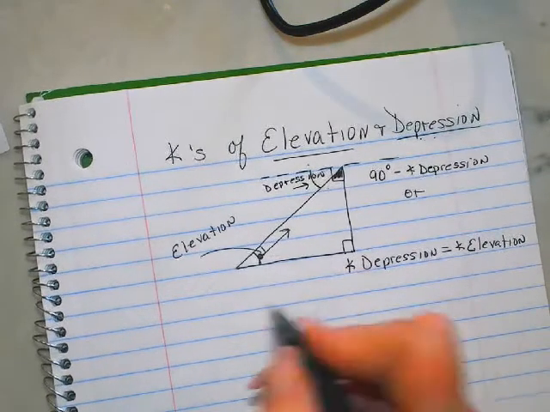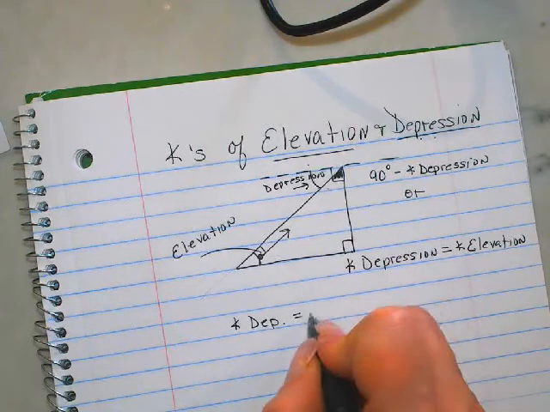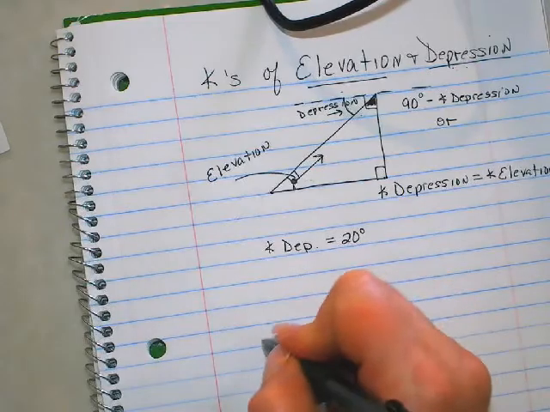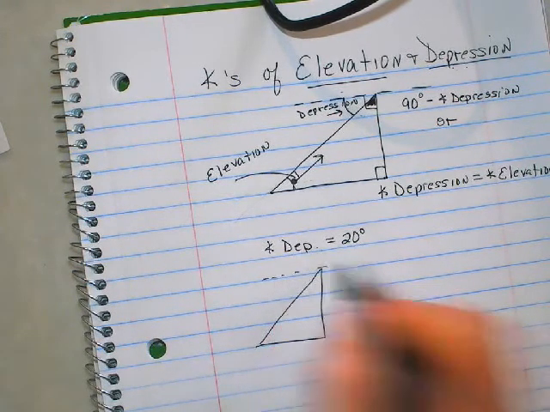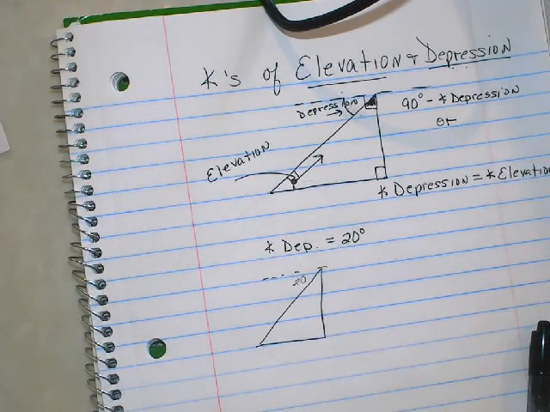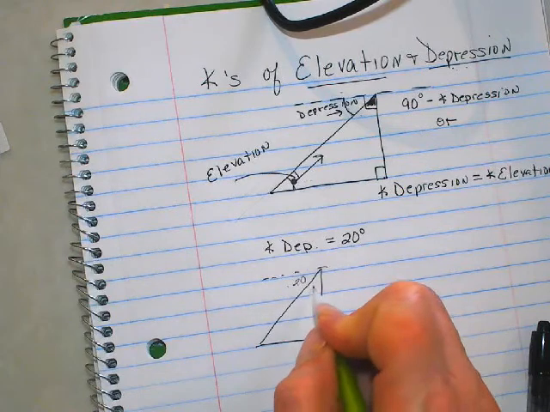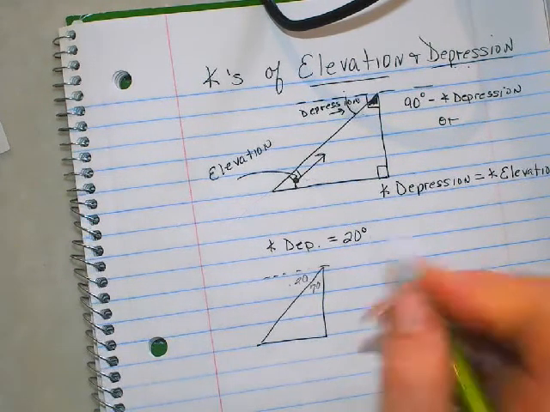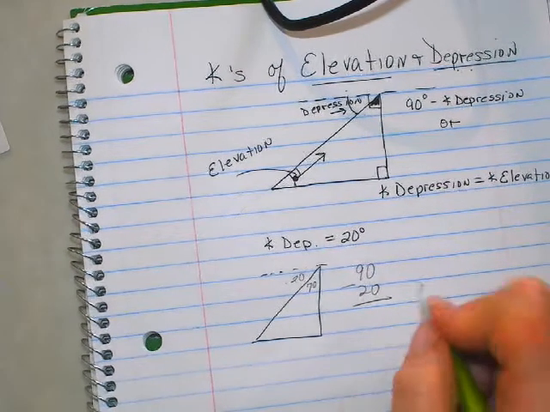So for example, if they told me that the angle of depression is, let's say, 20 degrees, I could do one of two things. I could draw myself a right triangle. They are giving me information that is outside of the triangle. They're telling me that this here is 20 degrees. Well, I could say that if this angle of depression is 20, this in here has to be 70 degrees. Why does it have to be 70 degrees? Because 90 minus 20 is 70 degrees.